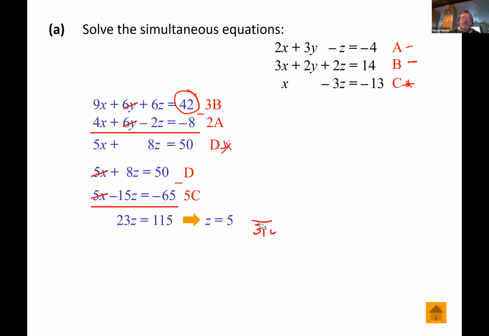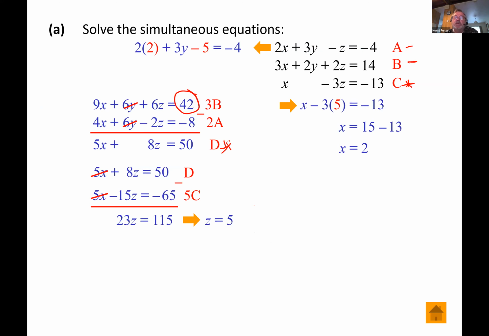So let's have a look. We've got z is equal to 5. Substitute that, and it's probably easier to go into C there. Substitute the z in. That will give us x minus 15 is equal to minus 13, which gives us x is 15 minus 13, which is 2. And then we can find the y value by substituting in any of the equations apart from C. So substitute in there, and that will give us y is equal to minus 1.